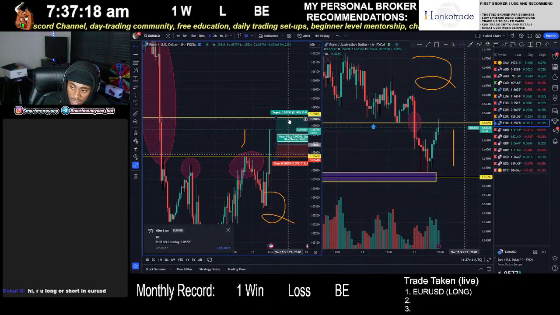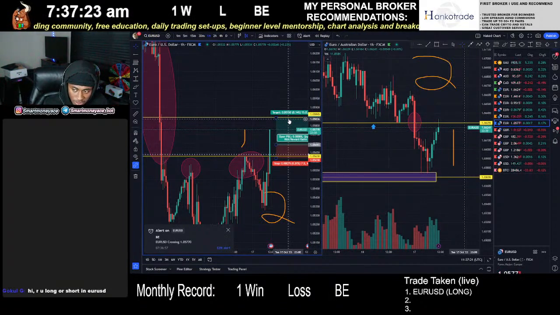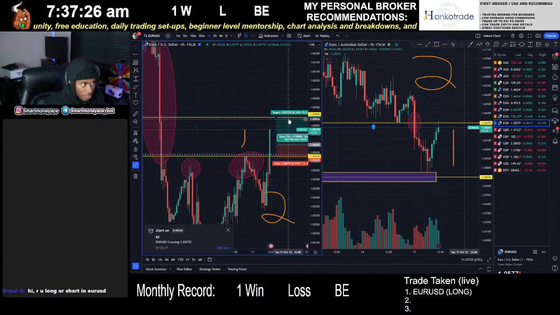We have 30 minutes. If TP is hit before news, that's great. If not, I am going to move my stop loss to my entry. So that's a risk-free trade.